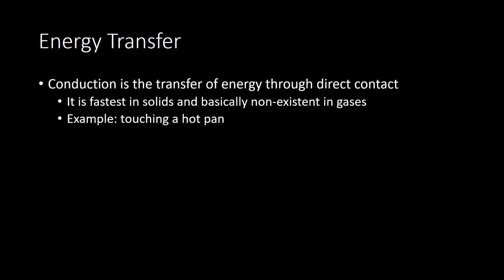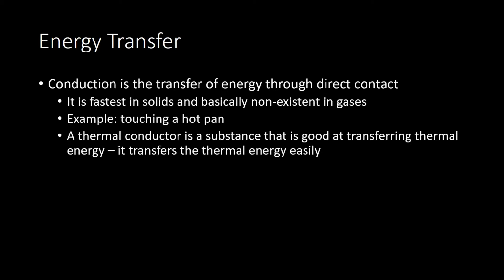So an example of conduction would be like touching a hot pan. When you touch the pan, it immediately conducts its heat into your hand. A thermal conductor is any substance that is good at transferring thermal energy. It transfers that thermal energy easily. It will release that heat very easily. It doesn't hold on to it very well. So it changes temperatures very quickly.